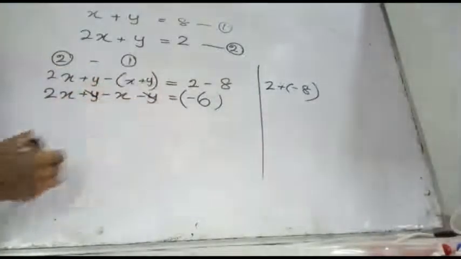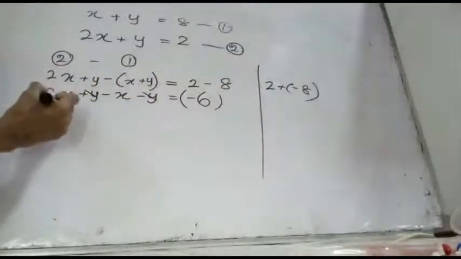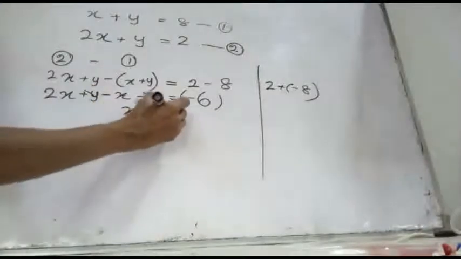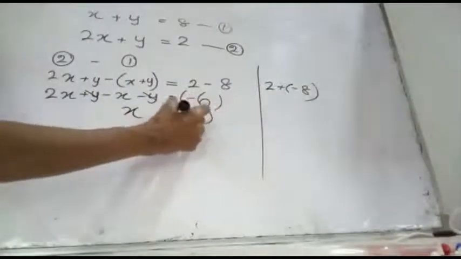Positive y and negative y cancel out. 2x subtract x is equal to negative 6.